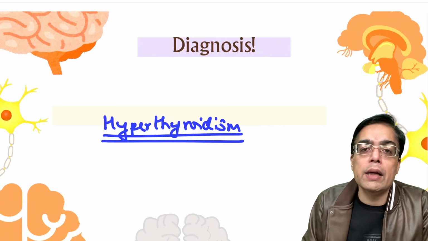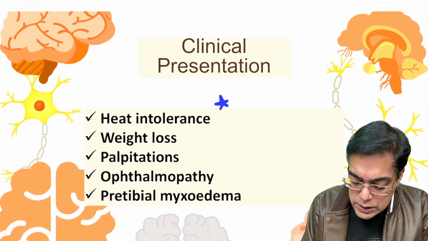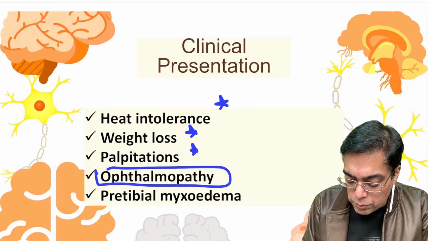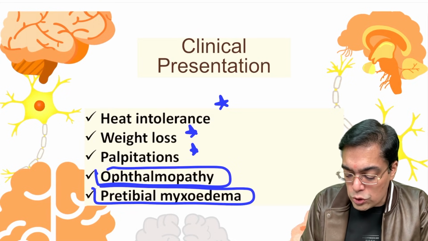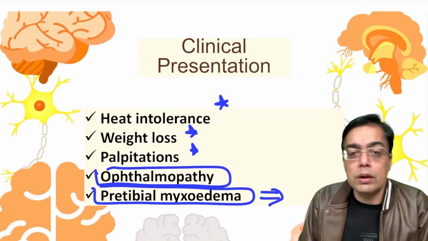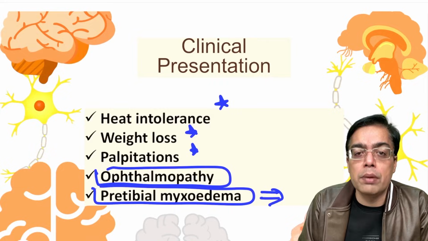If I just add more information in this question, let me modify the question a little. Heat intolerance is there, weight loss is there, palpitations is there. The patient is also having the presence of ophthalmopathy, or the patient is also having the presence of pretibial myxedema. Big time hint in the exam question. We are dealing with thyroid overactivity plus ophthalmopathy plus dermopathy in the form of pretibial myxedema.